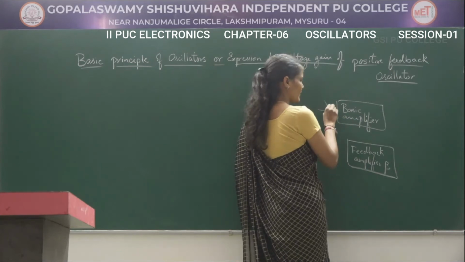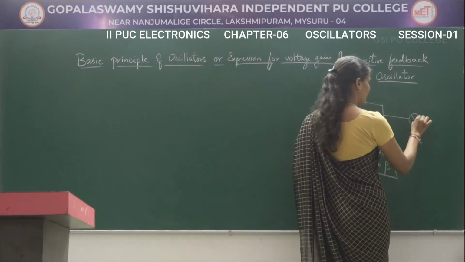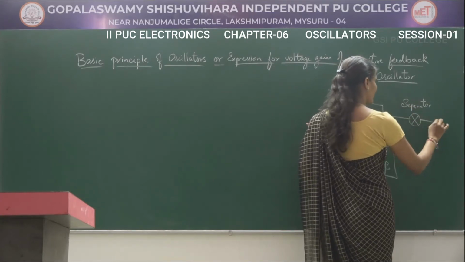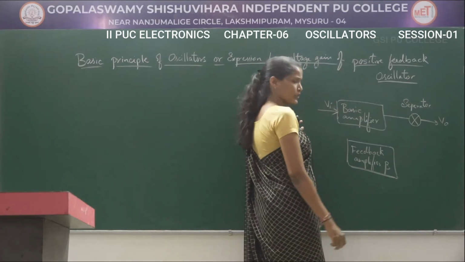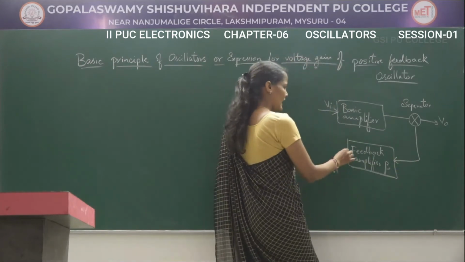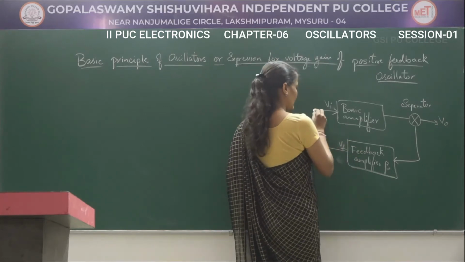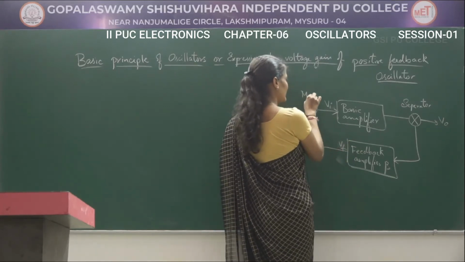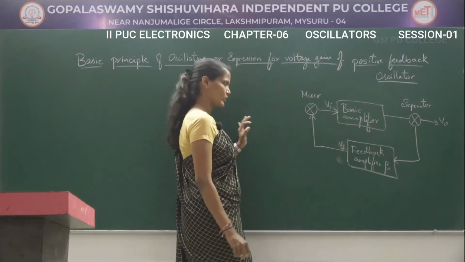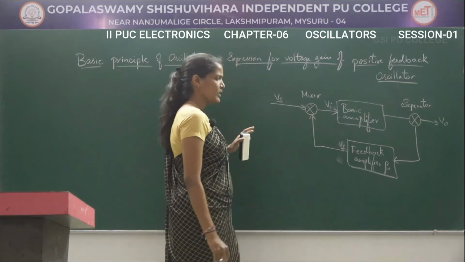The input for this basic amplifier is denoted by Vi, and the output of this basic amplifier will be provided through a separator, and the output is named as V0. A portion of the output will be taken as feedback to this feedback amplifier, and the output of this feedback amplifier will be denoted by Vf, and here we will be having a mixer, and this feedback signal will be given as another input for this mixer. The other input for this mixer will be denoted by Vs.